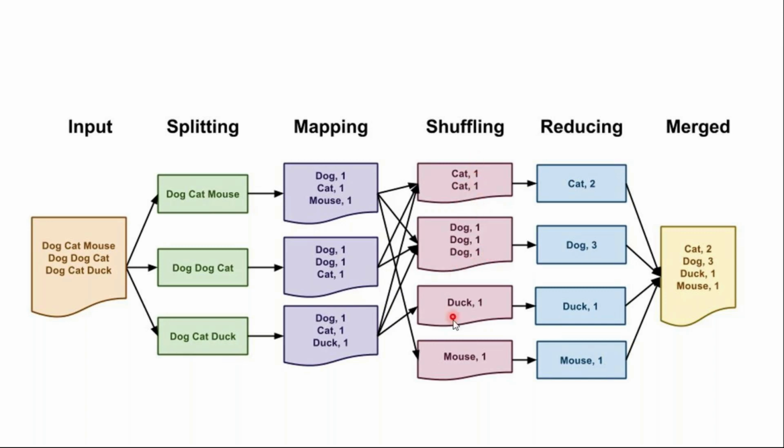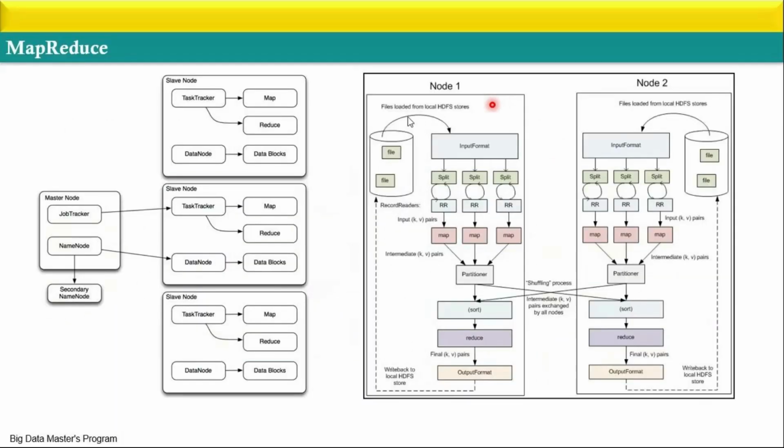So cat, dog, duck, and mouse. And then finally it is given to the reducer, and the reducer has worked in that particular way, and we are able to get the final output. So that is nothing but mapping, shuffling, sorting, reducing, and merging. That is the simple flow of data which is happening in MapReduce.